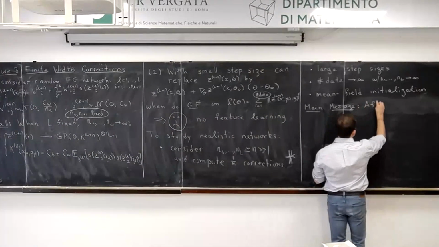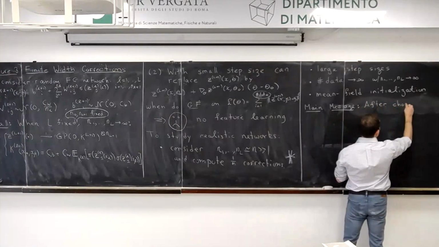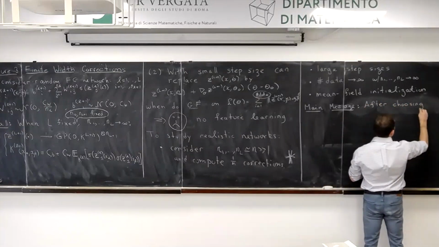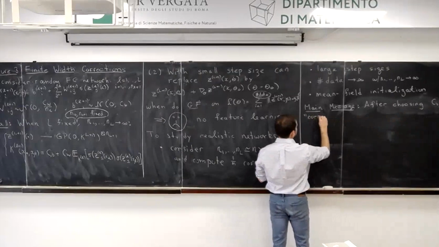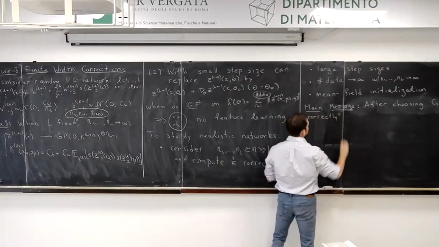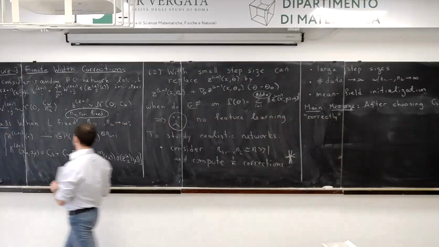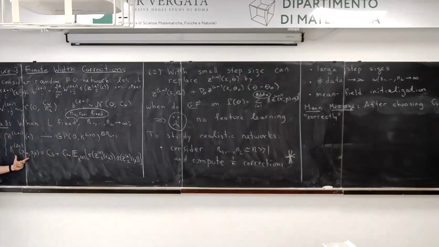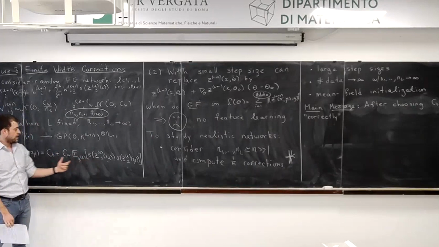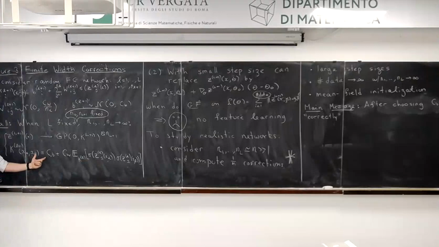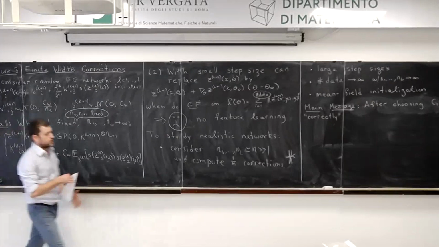After choosing C_b and C_W correctly, in quotes, and again I'll explain this at the right time. Namely, you have this recursion that relates the two-point function, the covariance at layer l plus 1, to the two-point function at layer l. It depends on C_b, C_W and sigma. And choosing them appropriately is to ensure that this recursion doesn't explode or decay exponentially in l. That's some kind of fine-tuning property.